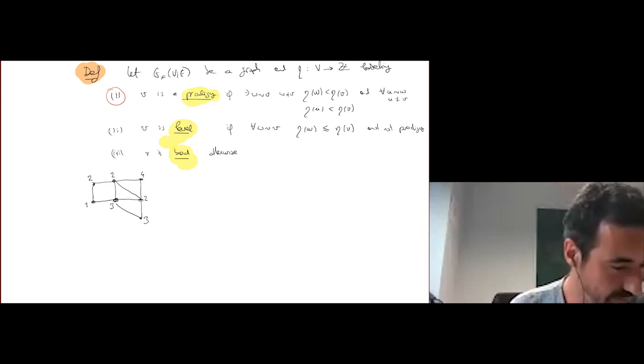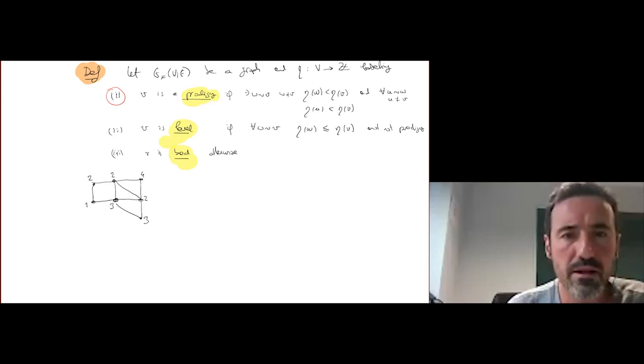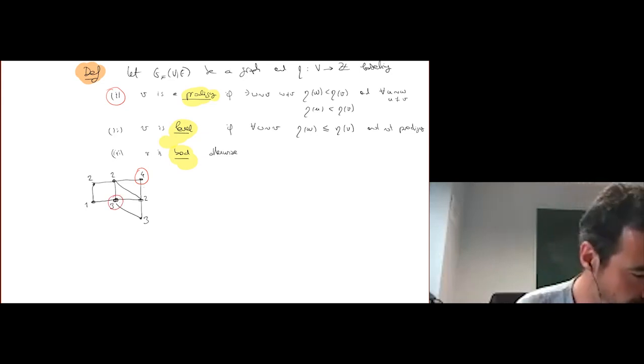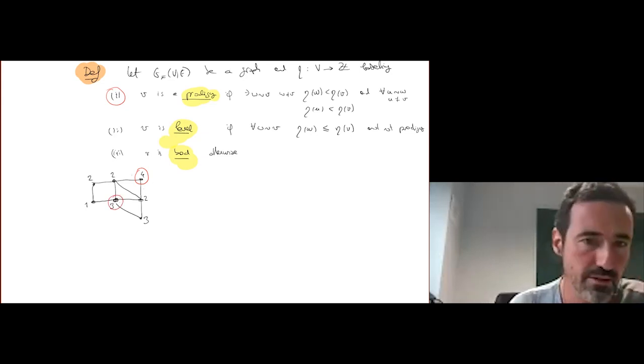Let's see. 4, maybe 4 is a good candidate. It has a neighbor with label 2, and all neighbors of this vertex have labels 2, 3, and 4, and it's strictly less than 4. So this one is a prodigy. And 3 will also work for this one, because it has a neighbor with label 1, and 1 has a neighbor with label 2. So this one is a prodigy. If you browse, you will see that these are the only ones.